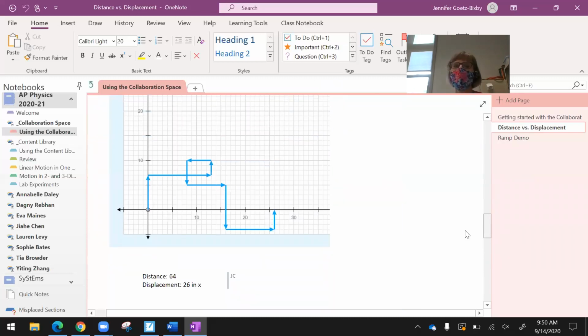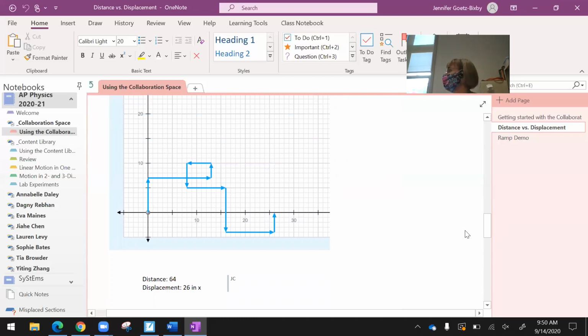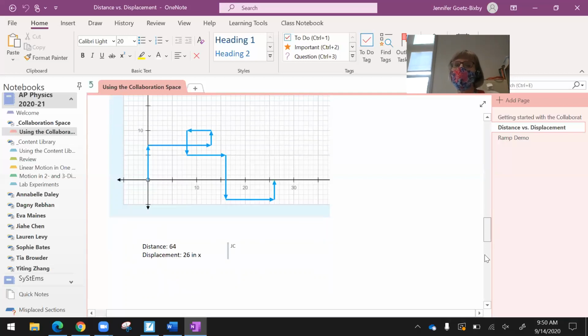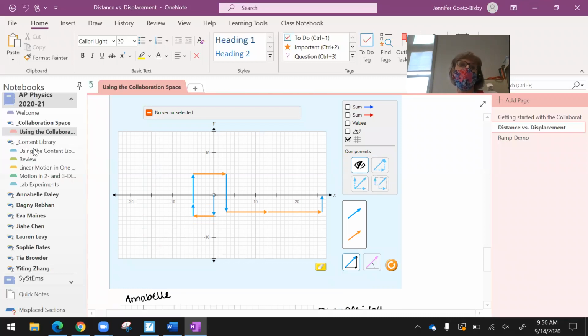Okay, but remember, what is displacement? So Dagny says displacement is that line that joins the start to the end. Okay, so where did everybody start? We all started at the origin, and then where did everybody end up? Plus 26 in the positive x direction, right? Remember, displacement is a vector, so it's not just that it's 26, it's that it's 26 in the positive x direction. So we all ended up in the same place, right? But we took different paths to get there.